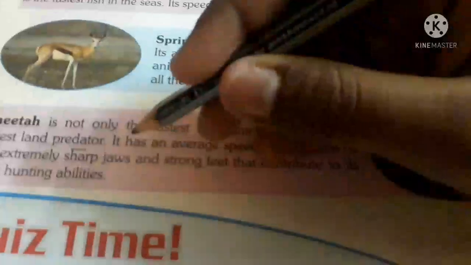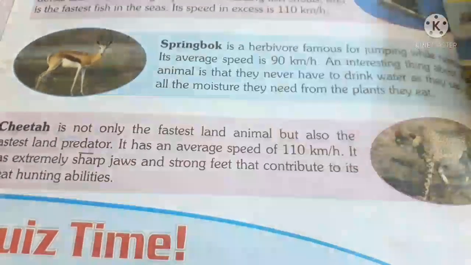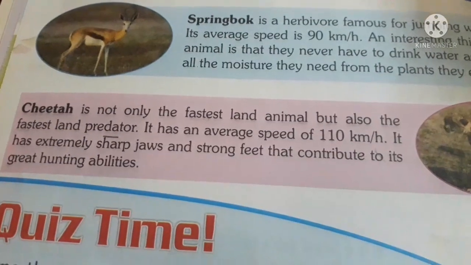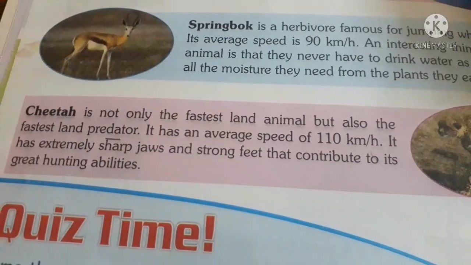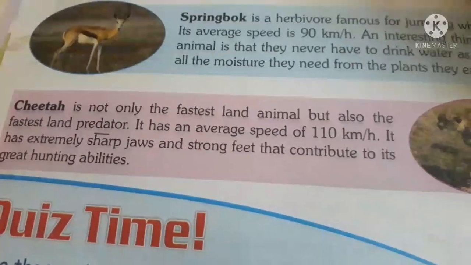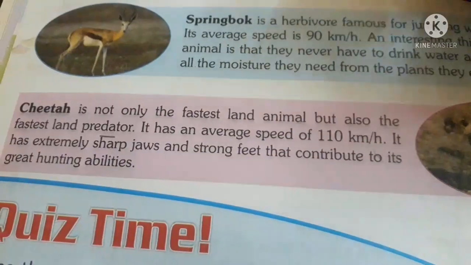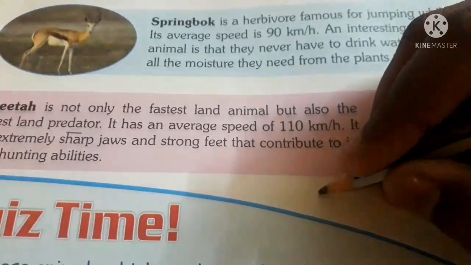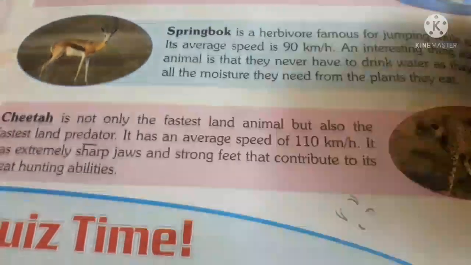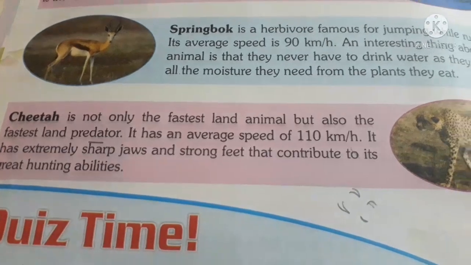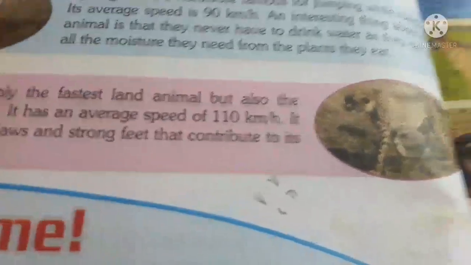It has an average speed of 110 km per hour. It has extremely sharp jaws and strong feet that contribute to its great hunting abilities. It has extremely sharp jaws. So with the help of that, and with the help of its strong feet, it hunts.